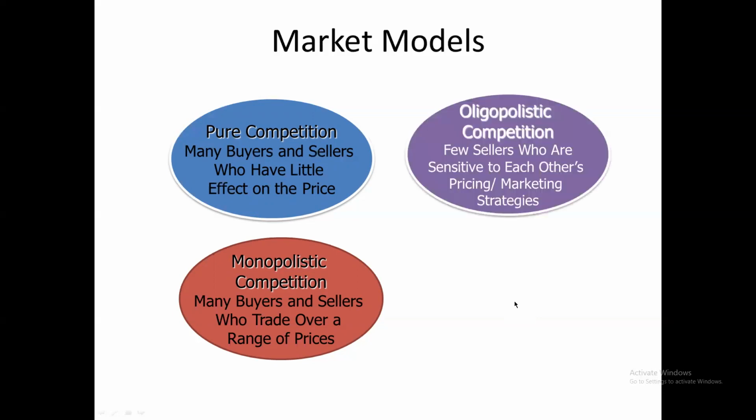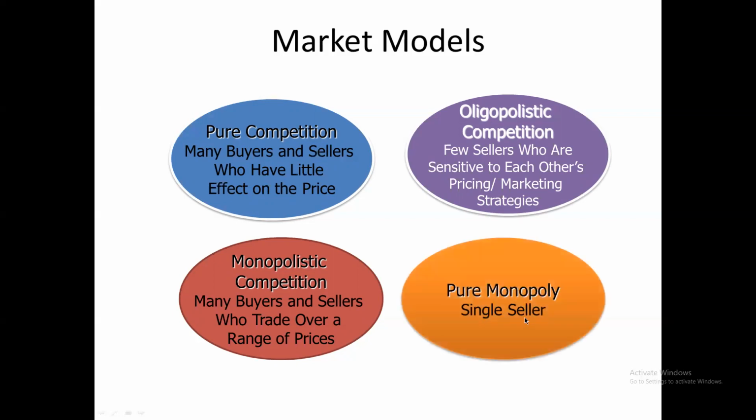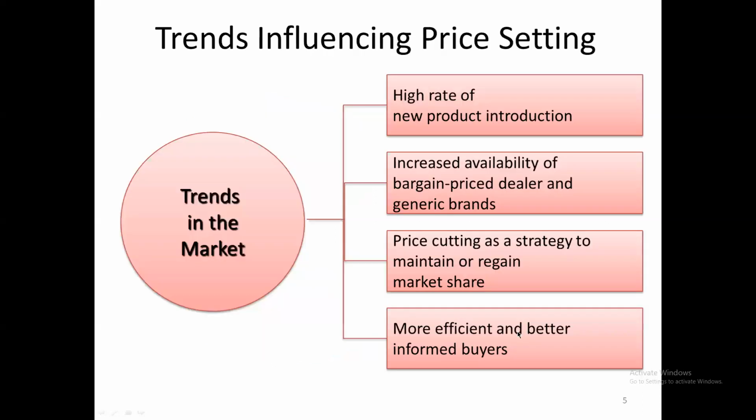Then comes oligopolistic competition. In this competition, few sellers exist, but they are very sensitive to each other's pricing and marketing strategies. And at last, there is pure monopoly. In this model, there is a single seller and he dominates the whole market.